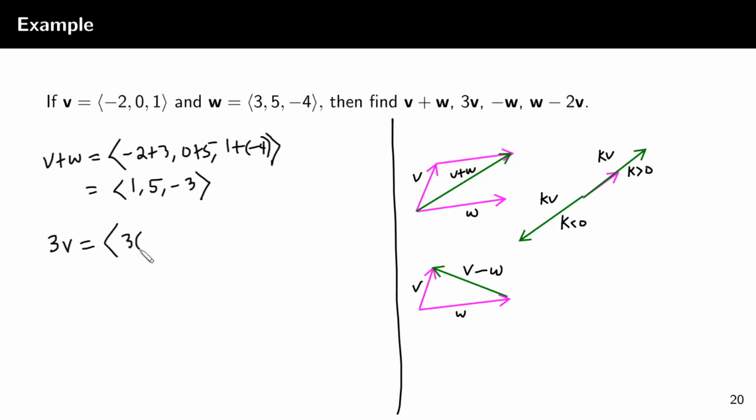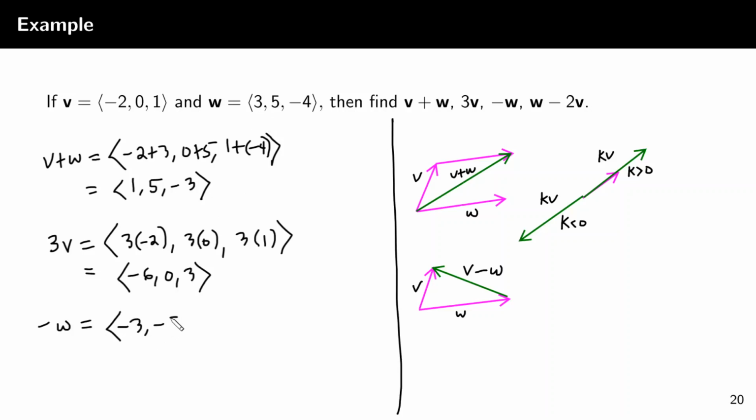Now, 3V is equal to 3 times the components of V. So 3 times negative 2, 3 times 0, 3 times 1, and we will get negative 6, 0, and 3. And then negative W, inenegate lang natin yung mga components ng W. So negative 3, negative 5, and then negative of negative 4, which is positive 4.